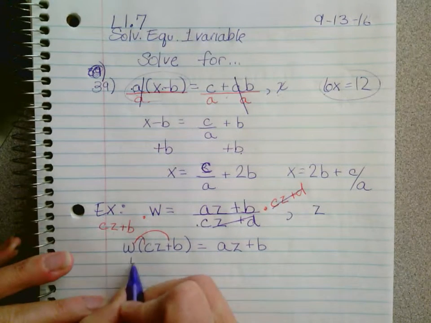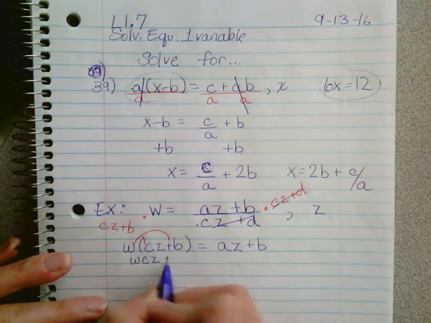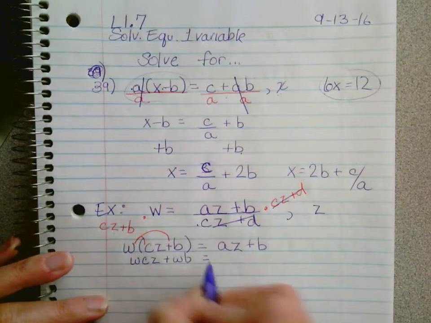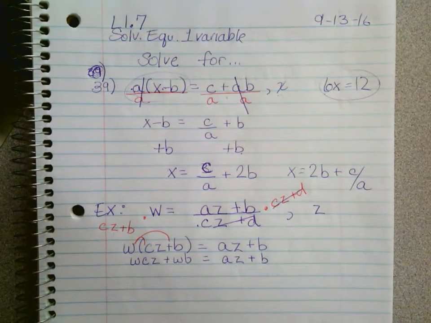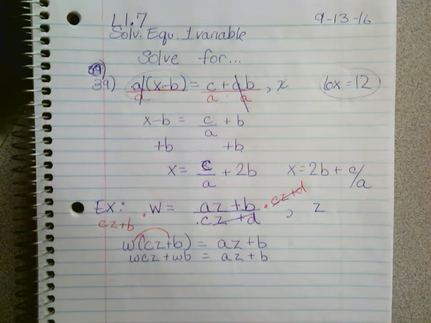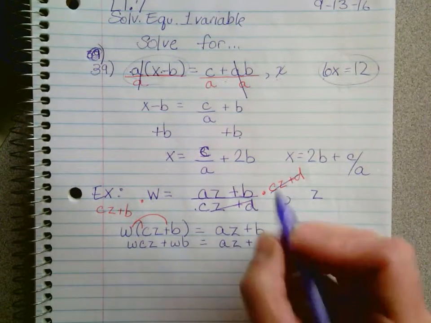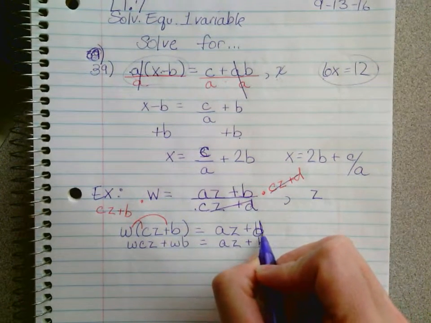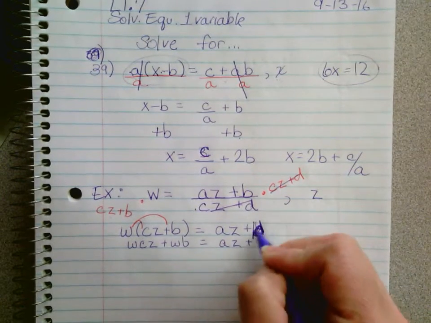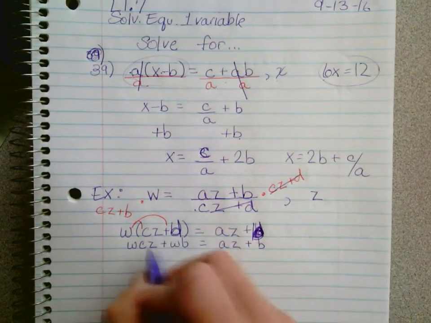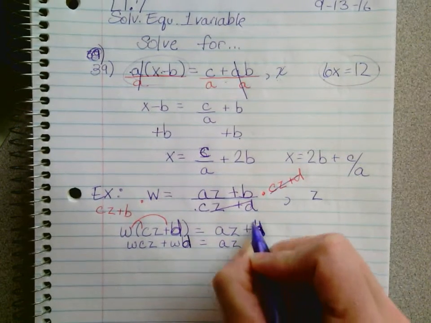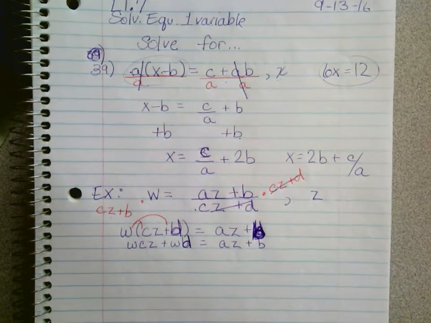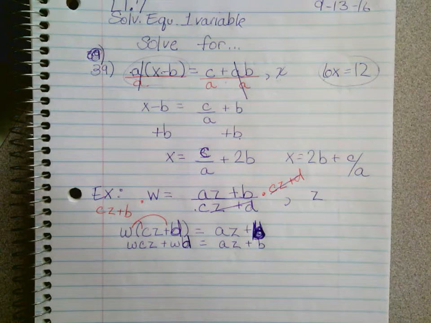So now I've got WCZ plus WD equaling AZ plus B. All right, now I can start working this deal. CZ should be a D, and that should be a D. Thank you. That is still a B. Thank you very much. All right, WCZ plus WD and AZ plus B.